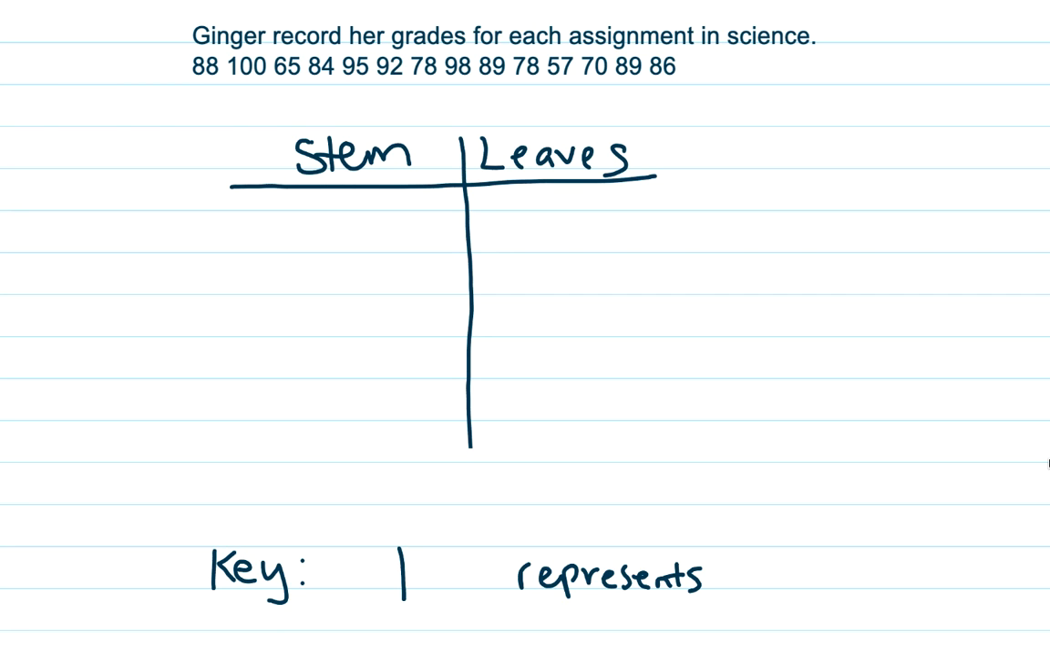So the first thing we have to do for a stem and leaf plot is to organize our data in order from least to greatest. So all of my stems are going to be in order from least to greatest, and so will all the leaves going side to side will also be in order from least to greatest. So let's go and begin by reorganizing the data that gave us in order from least to greatest.